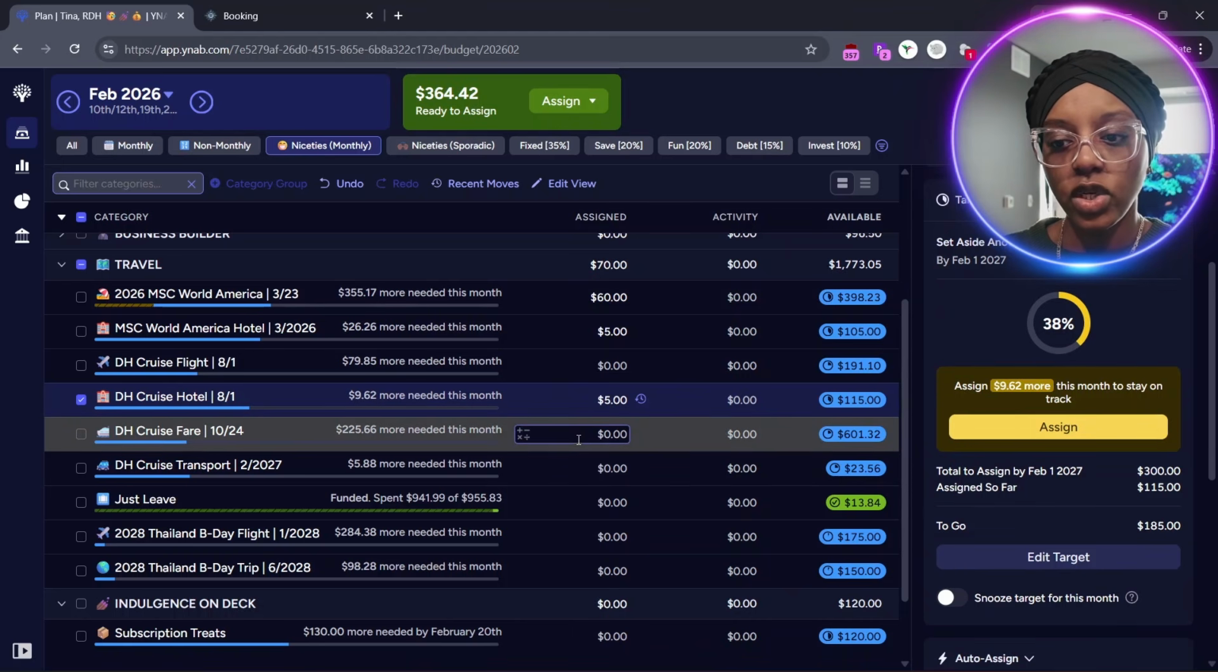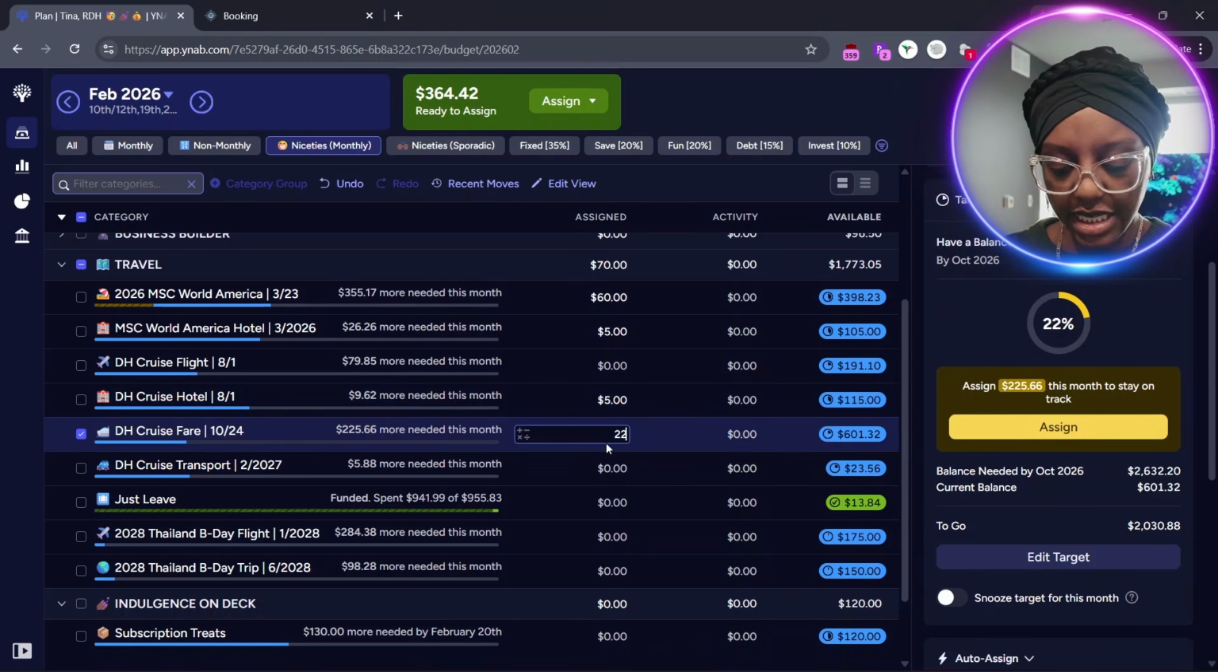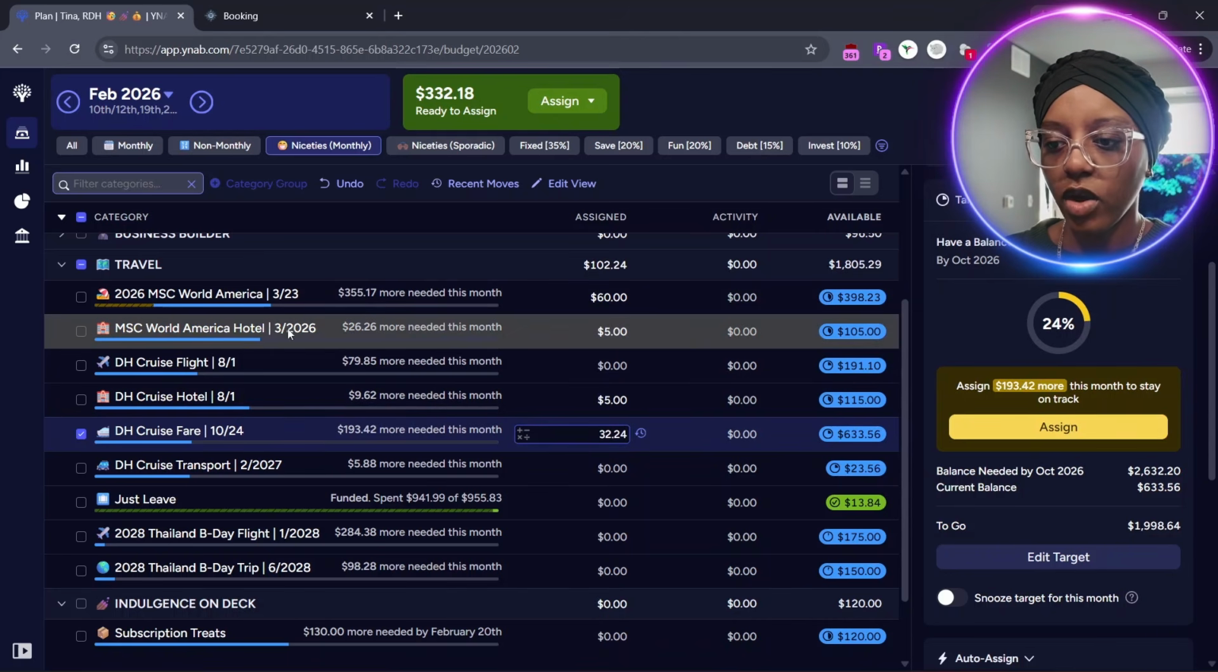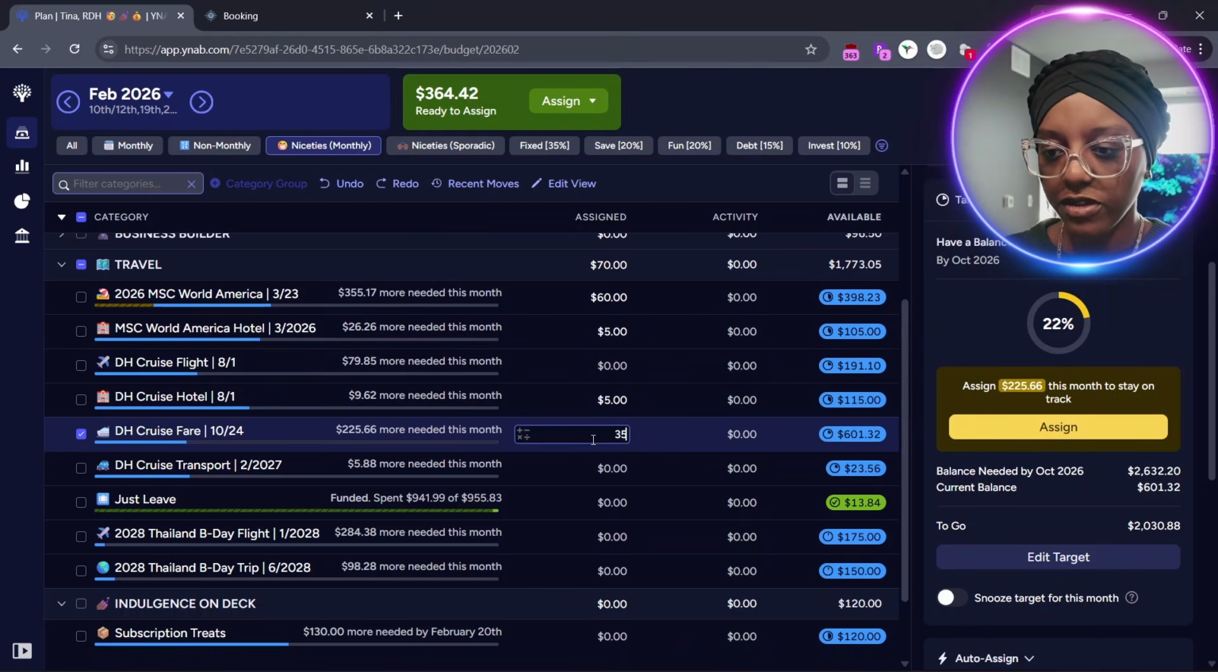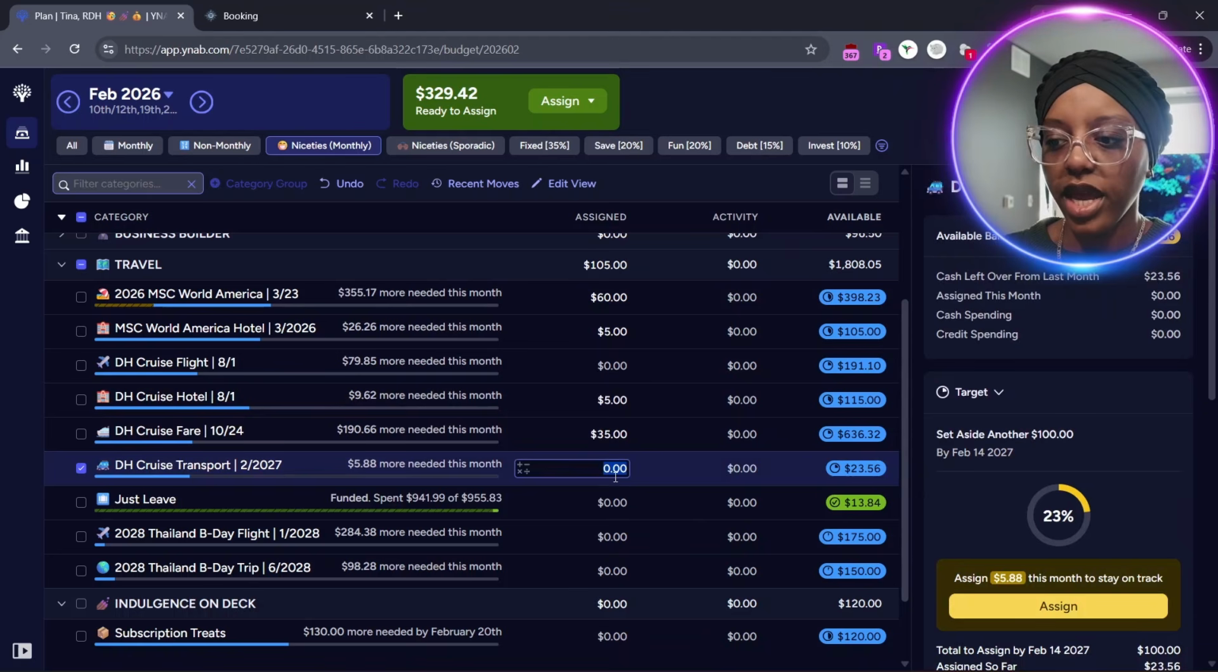Cruise fare, I need $225.66. That's a lot, but you gotta pay it, divided by 7. There we go, we got our $32.24. Again, I don't like that. I'm gonna do $35.